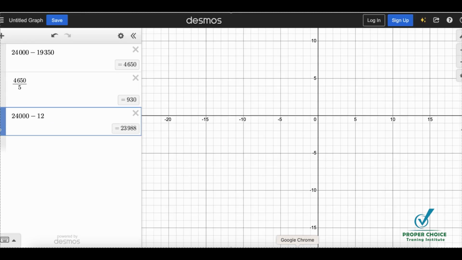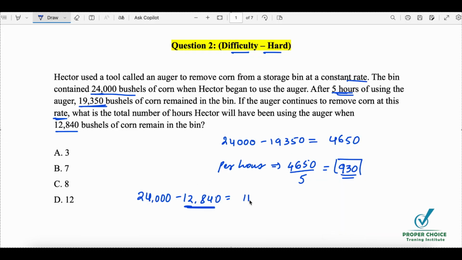So 12,840, meaning 11,160 bushes have been removed so far. So that is the total, what I can say, 11,160 bushes have been removed.